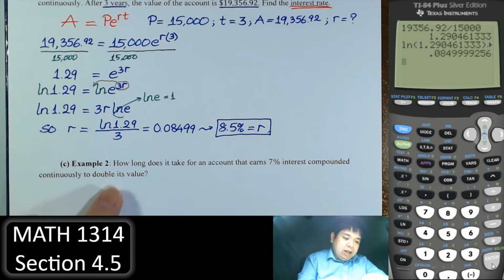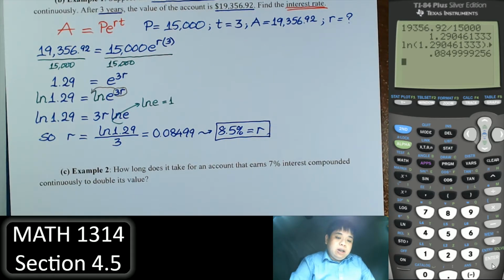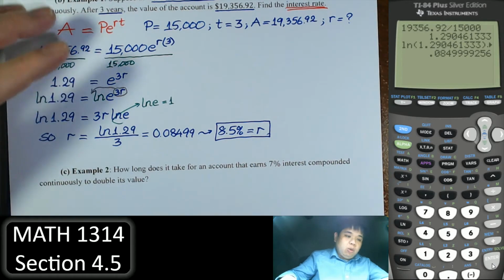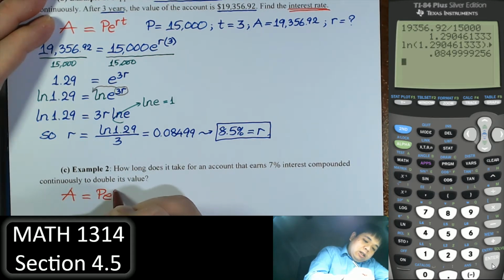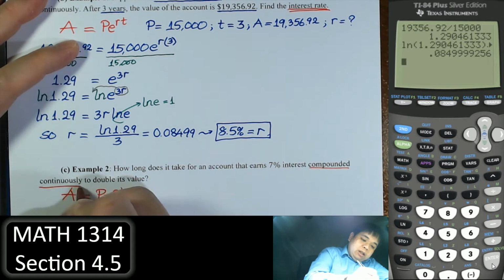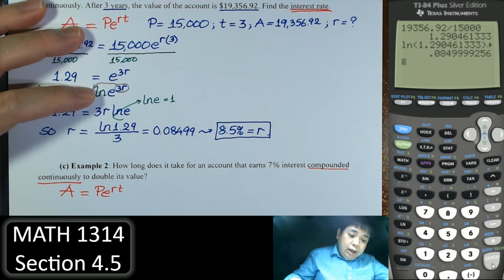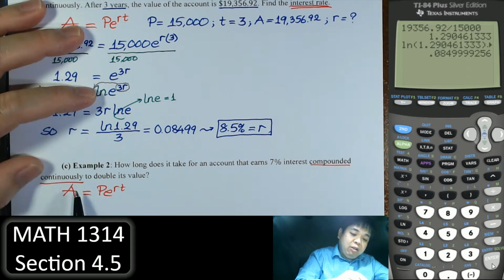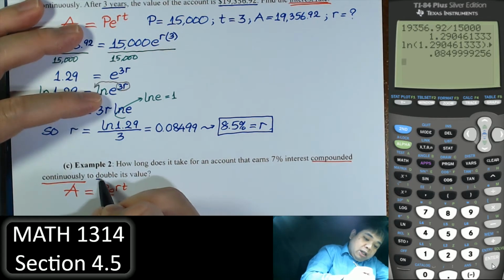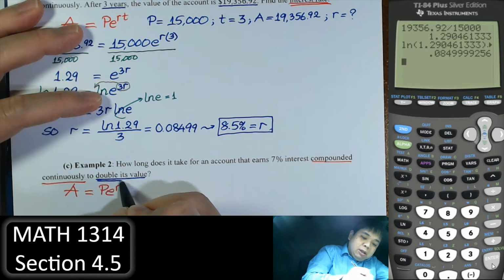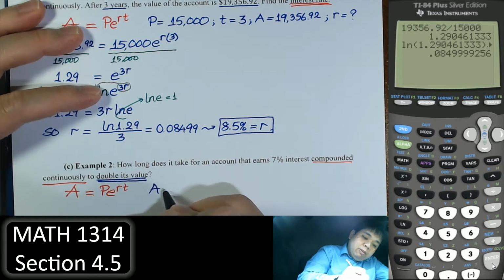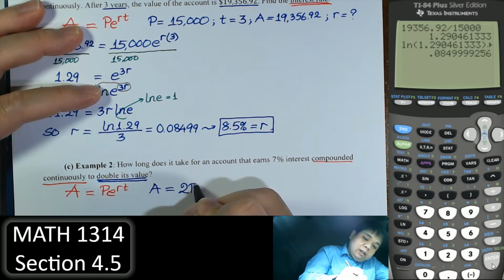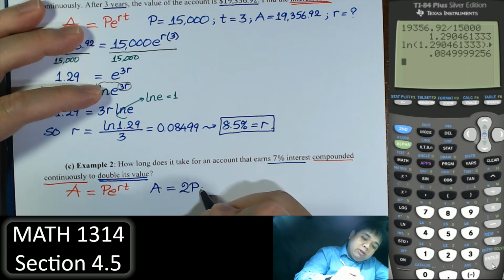Right, next, how long does it take for an account that earns 70% interest compounded continuously to double its value? So once again, we still have A equal to P e^(rt), that for continuously compounded interest. We don't have the initial amount, we don't have the final amount. But what we do know is it's double its value, double an investment. So whatever P is, the future amount will be twice that. We have the interest rate.